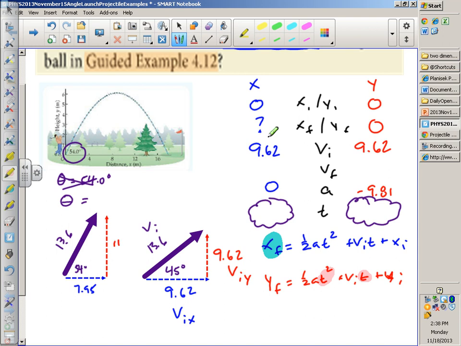So I'm going to do that up here on the board because some people got a little bit confused with the math. So go ahead, just keep working on it. If you need help, look up on the board.